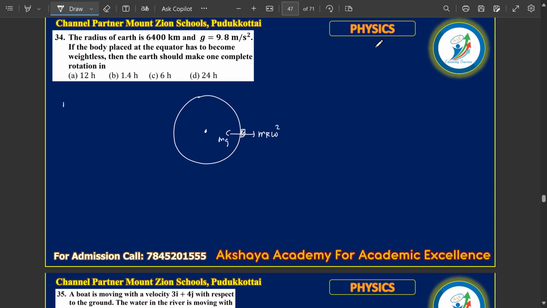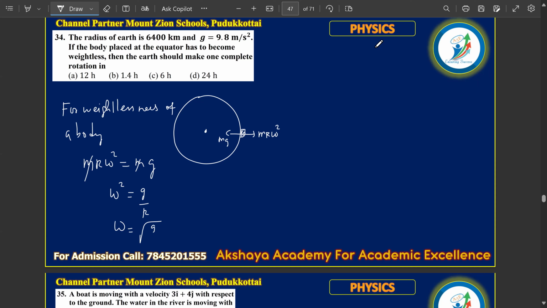So for weightlessness of a body, we can write the condition as m r omega square equal to mg. We can cancel m from there. Omega square is equal to g by r, where omega is equal to root over g by r. Why do we need to find this omega? Because we need to find the time period. The time period formula T is equal to 2 pi by omega.